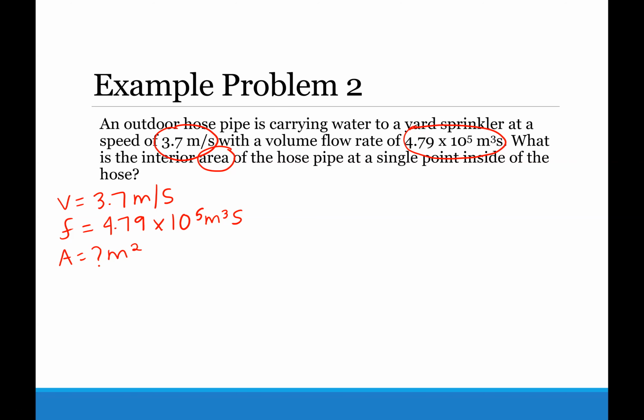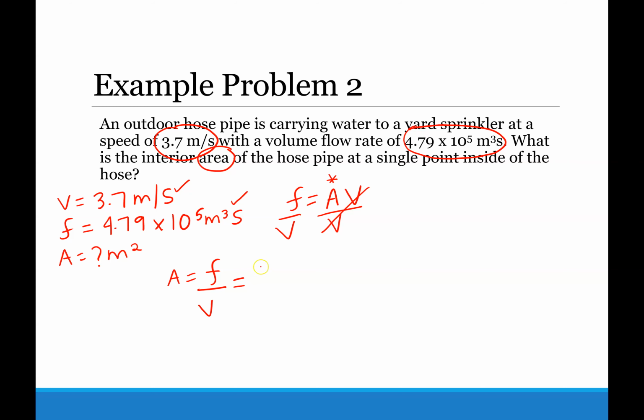And so the formula for this is volume flow rate equals area times velocity. We're searching for area, so we would divide by velocity to get that to cancel. And the formula that we're going to be using is area equals volume flow rate divided by velocity. And so since volume flow rate is in its correct units and velocity is in its correct units, we can go ahead and just plug in what we know here.